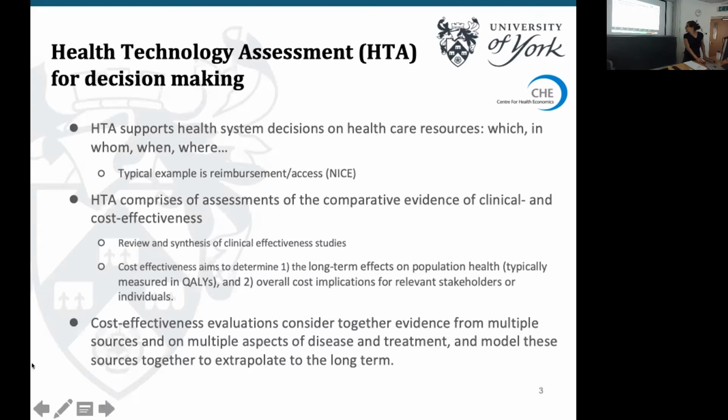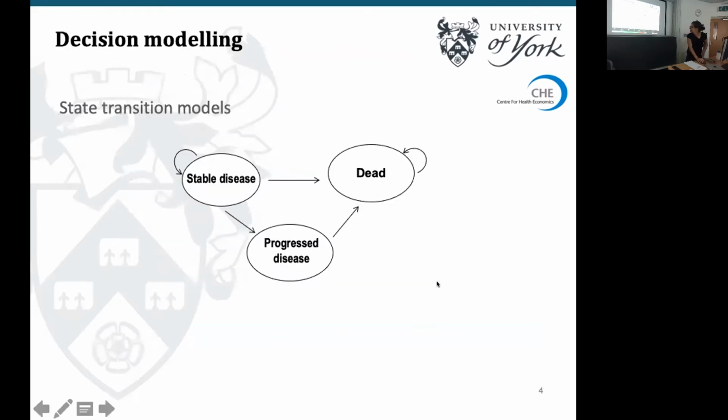So we typically consider together cost effectiveness evidence from multiple sources and on multiple aspects of disease and treatment. So it goes beyond the clinical effectiveness assessment, includes all the clinical effectiveness assessment measures, but extends from those, incorporating multiple sources of evidence, multiple aspects of disease and treatment, and we model those sources together. So we typically use decision modeling, which I'm not going to cover very much today, it's just for background.